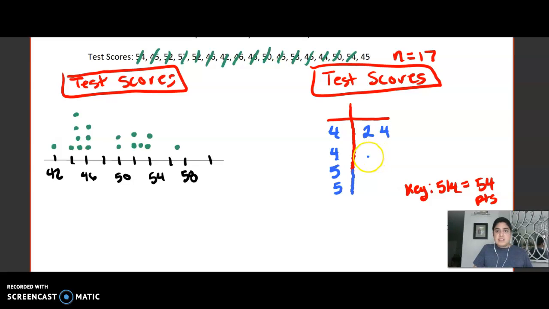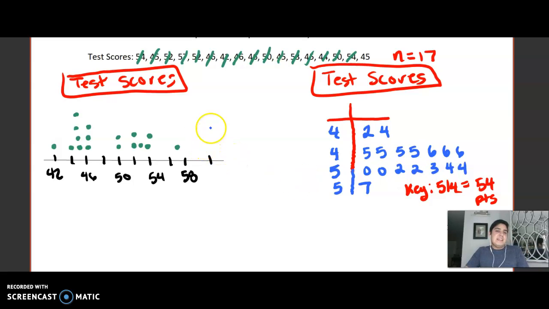And then here in the 40s, I've got 45, 45, and I'm trying to keep these as equally spaced out as I can. 46, 46, and 46. And then in the 50s, I have 50, 50, 52, 52, 53, 54, 54, and then the last one here at 57. So we can kind of see, it looks a little bit more symmetric in the dot plot, but then here it also looks kind of symmetric. You can kind of say it's a little skewed to the right. So it's up to you.